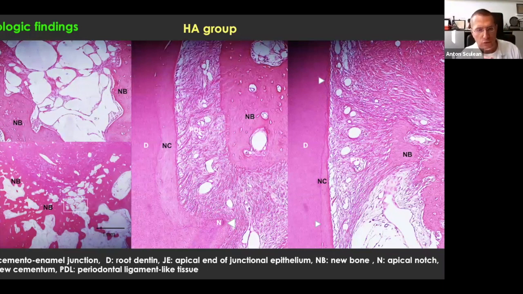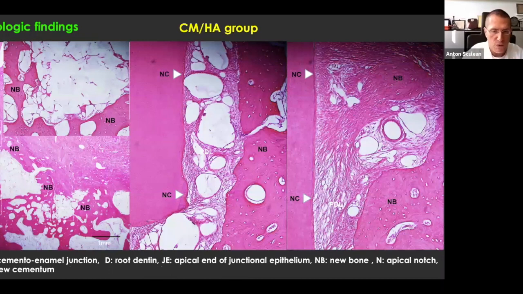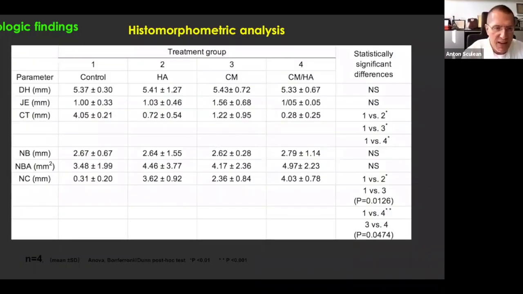And if you have a look at the slide in the middle, you see the new cementum with inserting collagen fibers and newly formed bone. And the newly formed bone is very nicely connected to the cementum via Sharpey's fibers. And of course, if we look at the combination of the collagen matrix, the collagen sponge, with hyaluronic acid, we see very nicely also a healing indicating periodontal regeneration and formation of cementum, periodontal ligament, and bone.